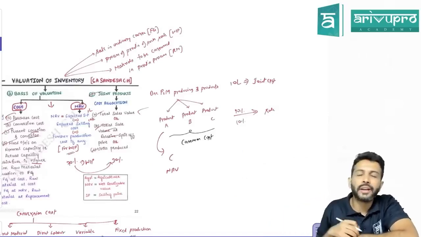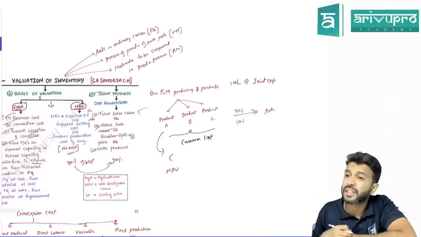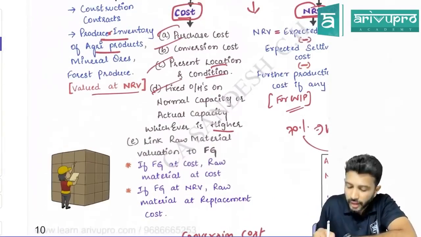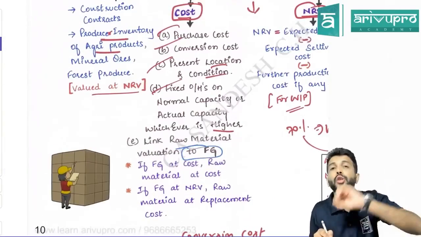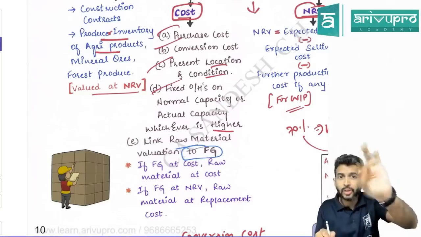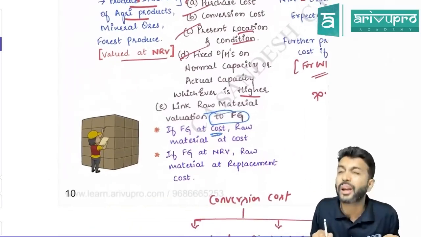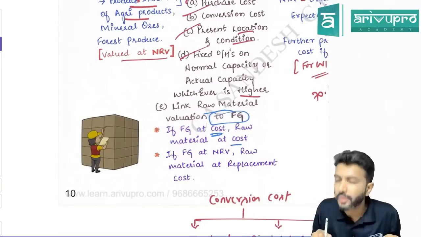So simple. Inventory, we know, has to be valued at cost or NRV, whichever is lower. But for raw material, there is a separate concept. Link raw material valuation to finished goods. You need to value the raw material based on finished goods. Meaning, if finished goods are valued at cost, then raw material also will be valued at cost.